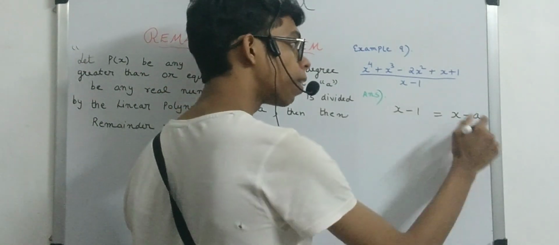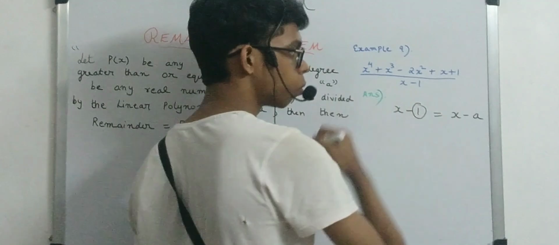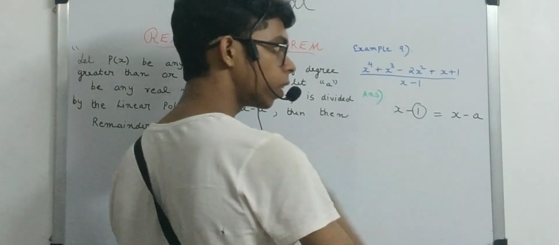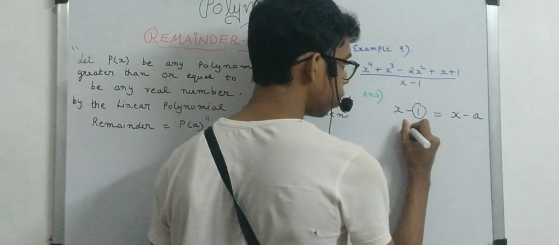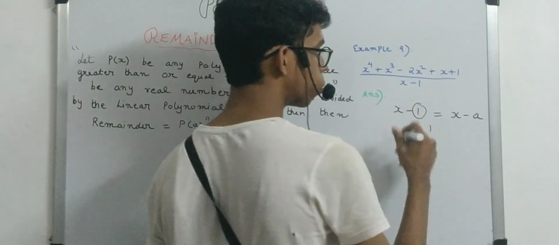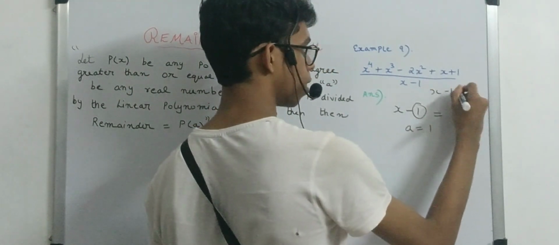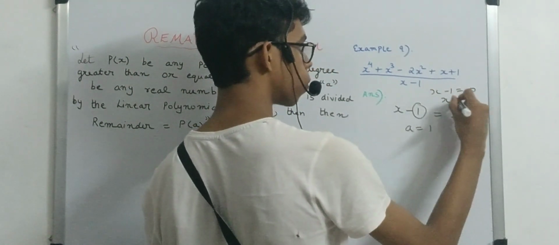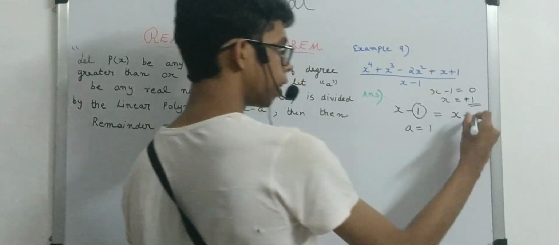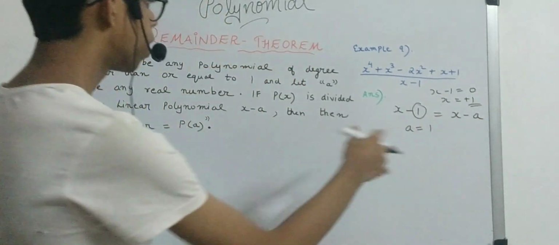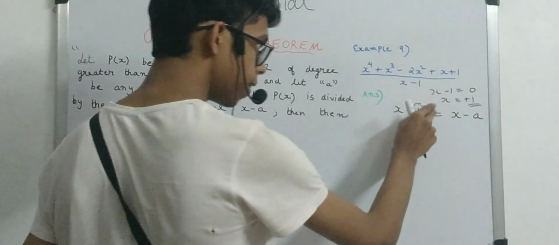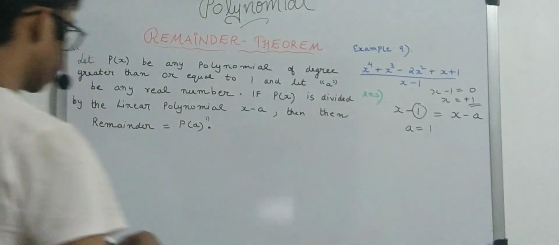Now what is a over here? a will be this 1. You should not consider the negative sign. So from here we will be getting a is equal to 1. Otherwise also, you know x minus 1, you can equate it to 0. From here also you will get x is equal to plus 1. That is it. So x minus a means we should take this a is equal to 1 over here.